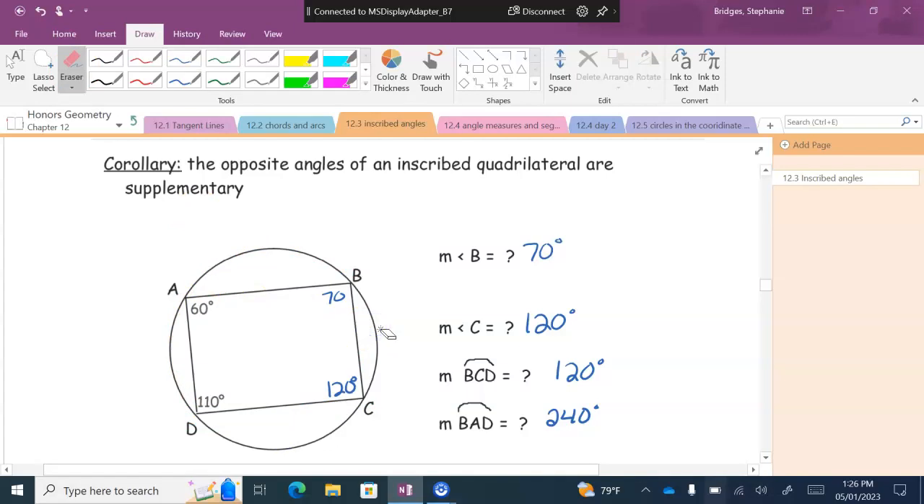Can you say you got B again? Yes. Look at B. What is B across from? 110. Okay. So 110 and 70, they have to add up to be 180. So what I did was I just said 180 minus 110, which gave me 70, because that's what this says. Opposite angles are supplementary.